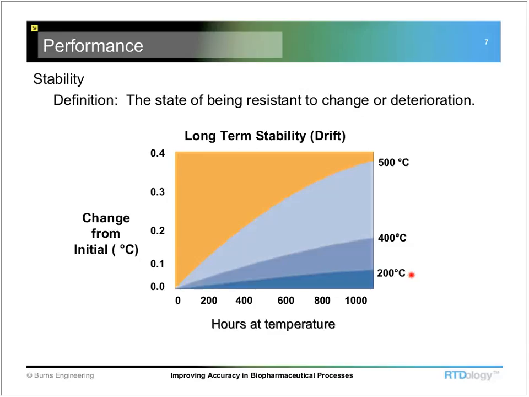So if we run an RTD at 200 degrees C for 1,000 hours, we can pick a number off of this chart. Looks like it might be 0.05 C, for example.